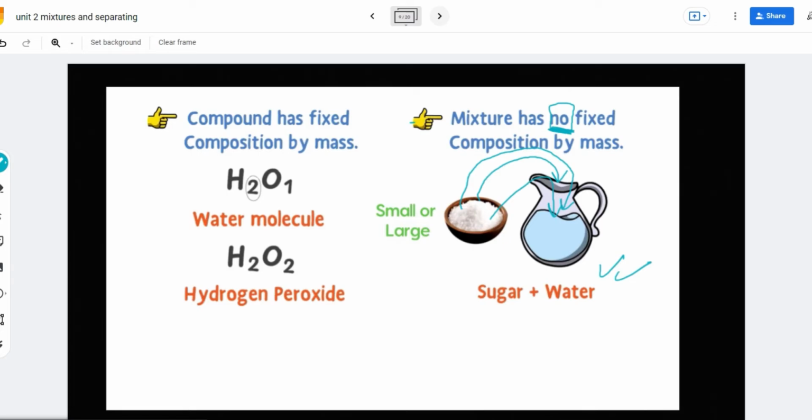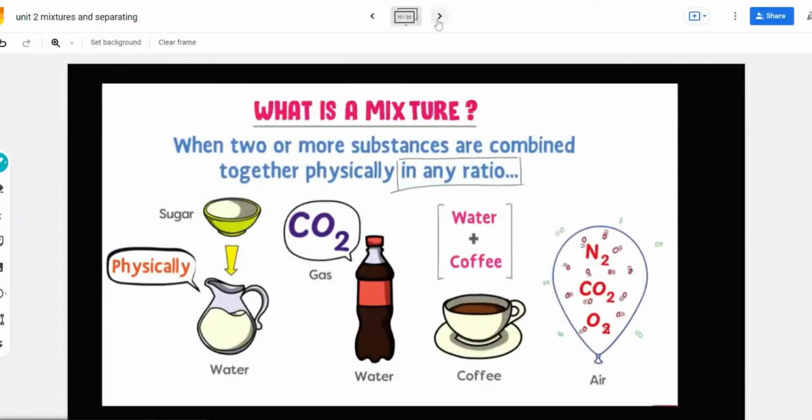But you will ask, Miss Bintha, you have been talking a lot about mixture. What is a mixture? Here we go. When two or more substances are combined together physically, in any ratio. In any ratio means the same thing. If I add 1 tablespoon of sugar, it's still a sugar solution. If I add 2, it's still a sugar solution. So one of the examples is sugar solution.